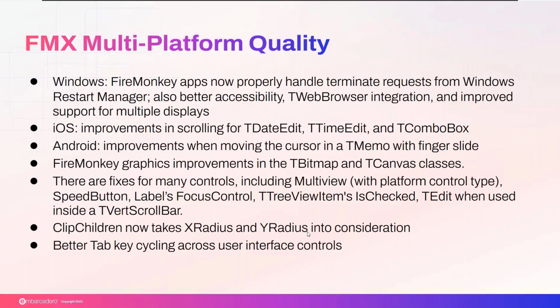And also one that I was really waiting for is that clip children now takes X radius and Y radius into consideration. In case you don't know what this is, let's say, for example, you have a TRectangle with rounded corners using the properties X radius and Y radius. Because you can nest a lot of components inside components in FireMonkey, the problem is that those round corners, if you were using clip children, weren't applied correctly, but now everything looks great. And we have a better tab key cycling across user interface controls as well in FireMonkey.